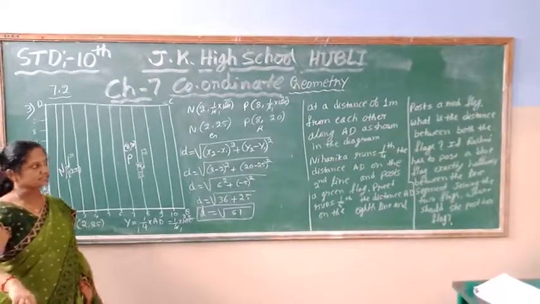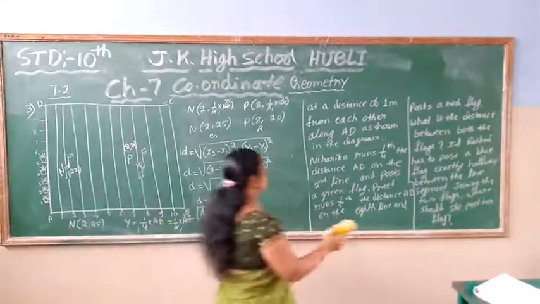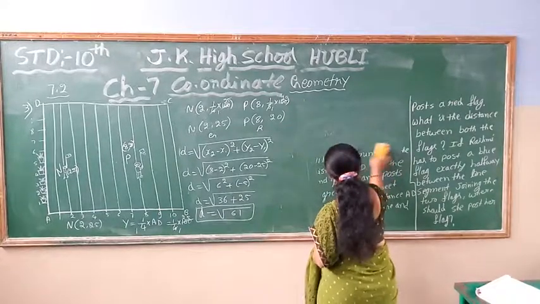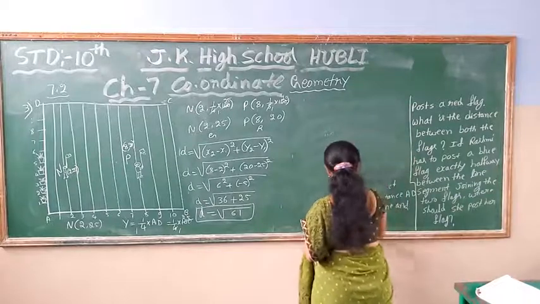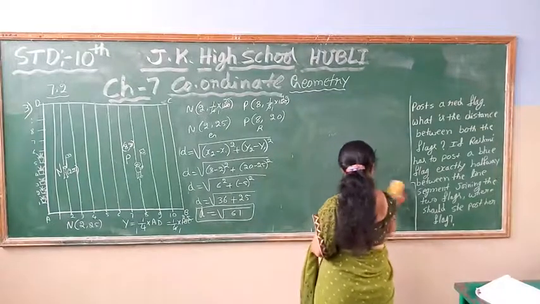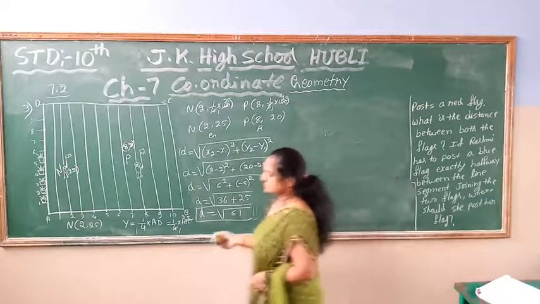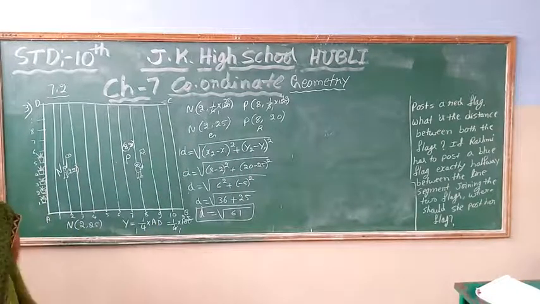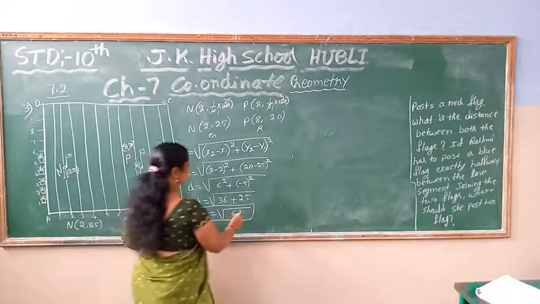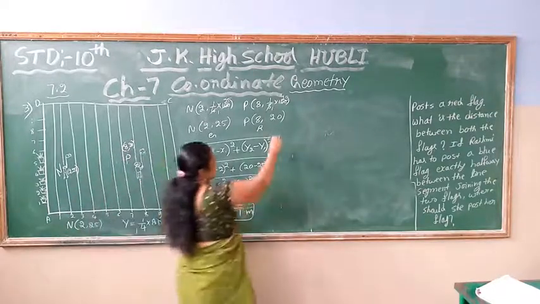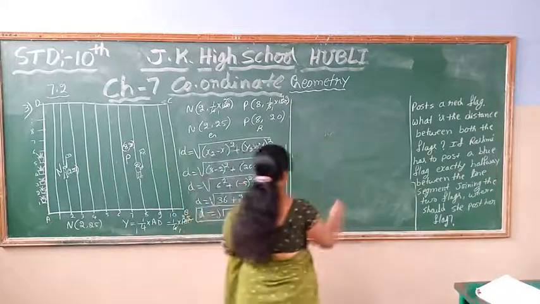Alright, now next. Rashmi has to put her blue flag at the middle of the distance between these two flags. You need to take it in meters, so you can write it in meters: root 61 meters. Exactly, Rashmi has to put her flag over here.